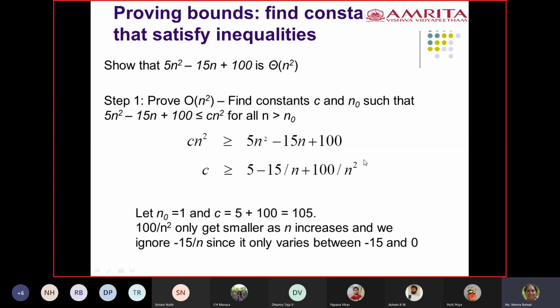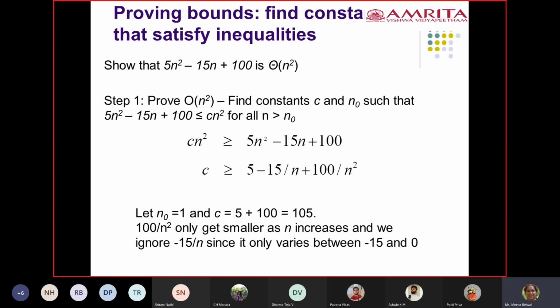So now we just do trial and error. Let us say we keep n0 as 1, that is n as 1. So if I keep it as 1, what do I get? 5 minus 15 gives me minus 10, right? Plus 100 divided by 1 square, which gives me 100. So minus 10 plus 100 gives me 90, right?